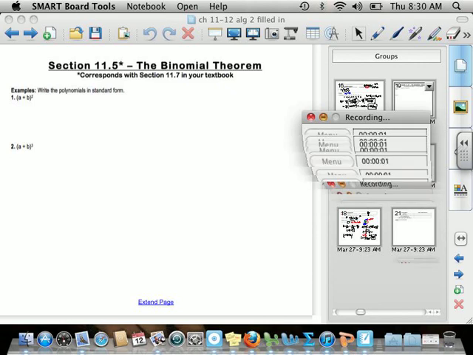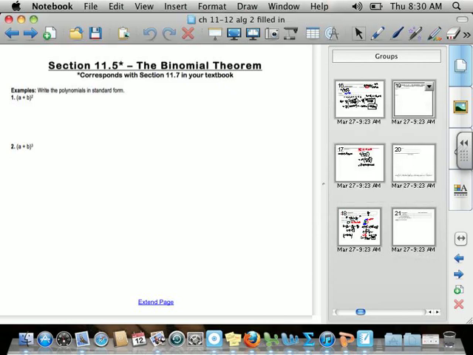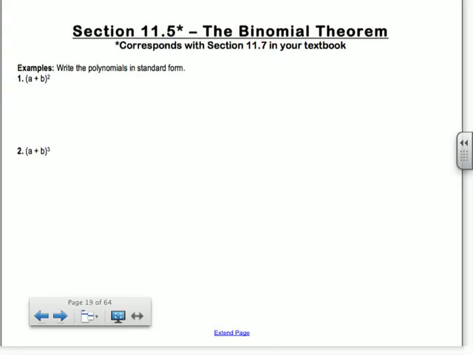All right, section 11.5 is on the binomial theorem. Okay, so we're going to start out with a little bit of a warm-up here. It says write the polynomials in standard form.